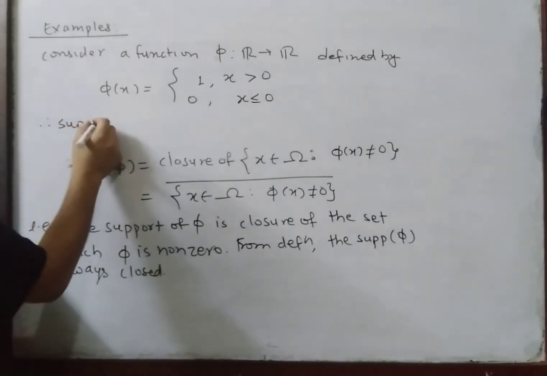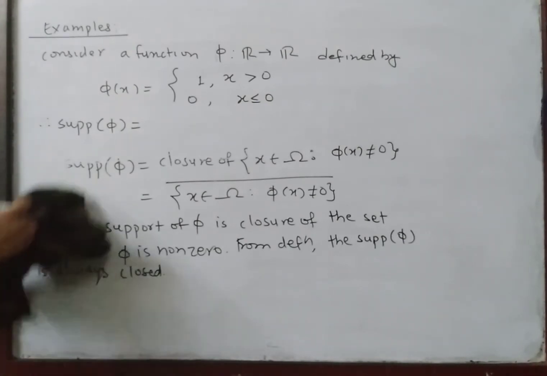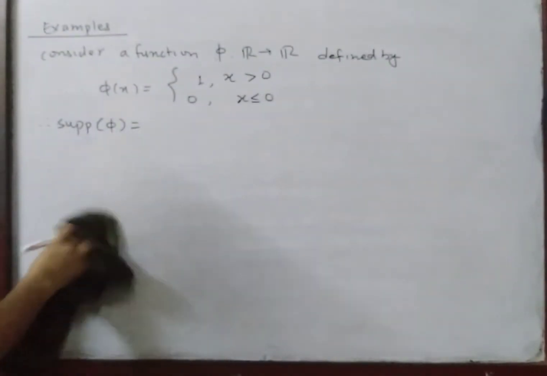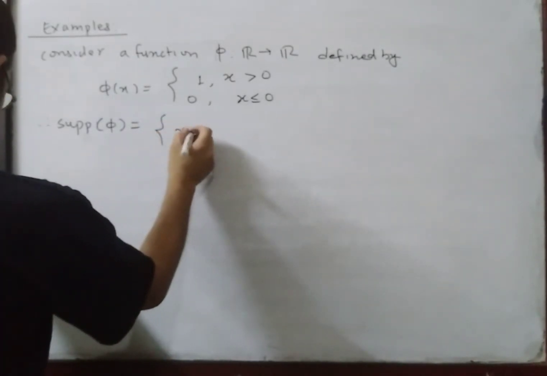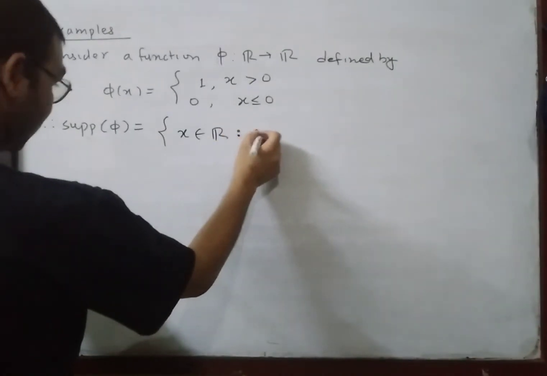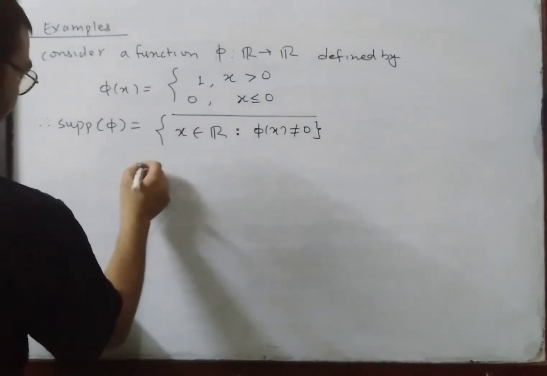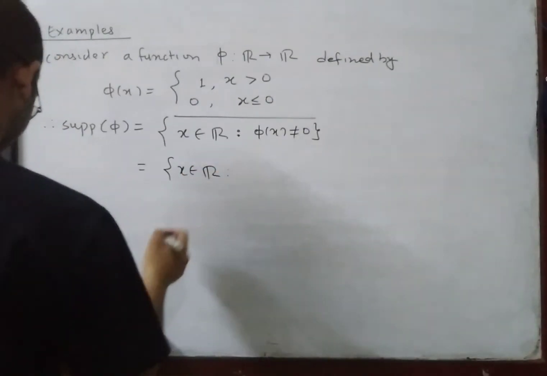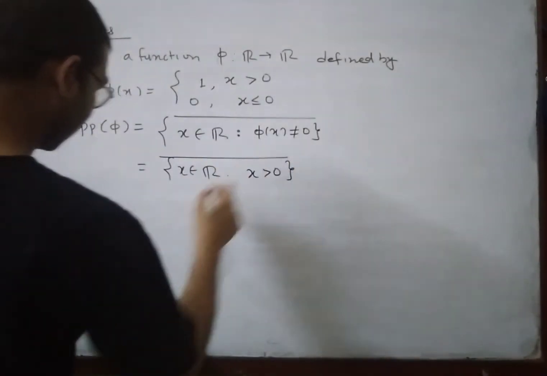Therefore, by definition of support of phi, as we have already discussed, it is the closure of the set of all x in R such that phi of x is not equal to 0, which can be written as the closure of the set of x belongs to R such that x is greater than 0.